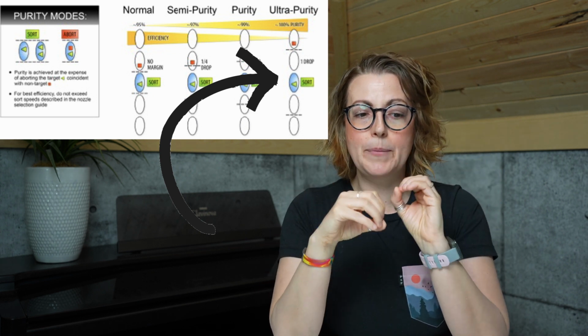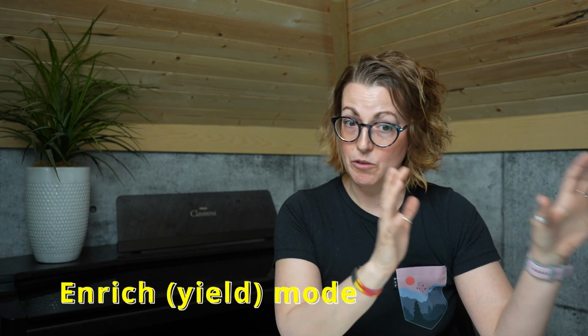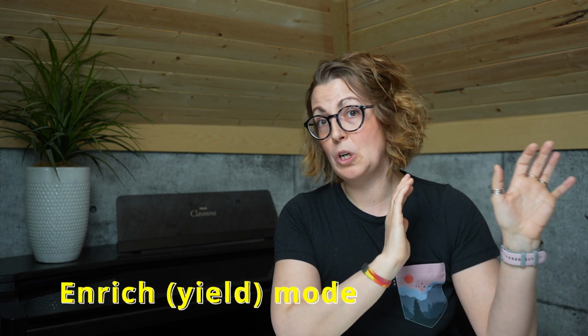So this is where high purity from sorts come from, but at the risk of also lower recovery because you'll generally have a higher abort rate or a higher number of events that are sortable but are not sorted. If we look at the other end, the enriched category, also called yield on some sorters, you can immediately see why the recovery goes up but the purity may go down.